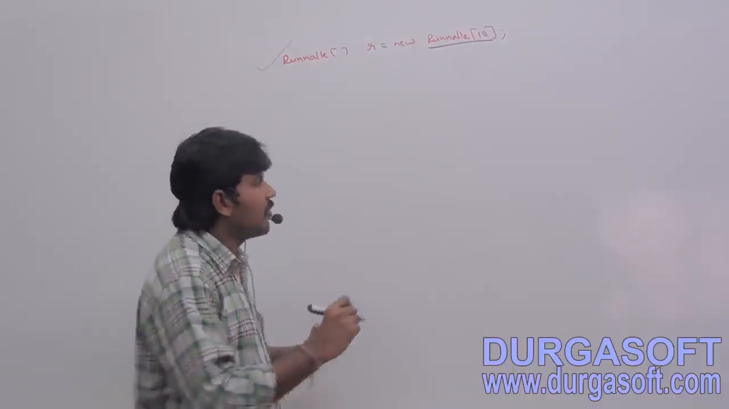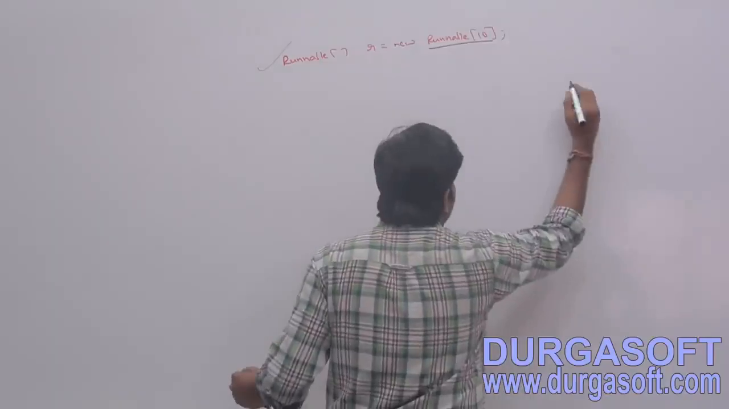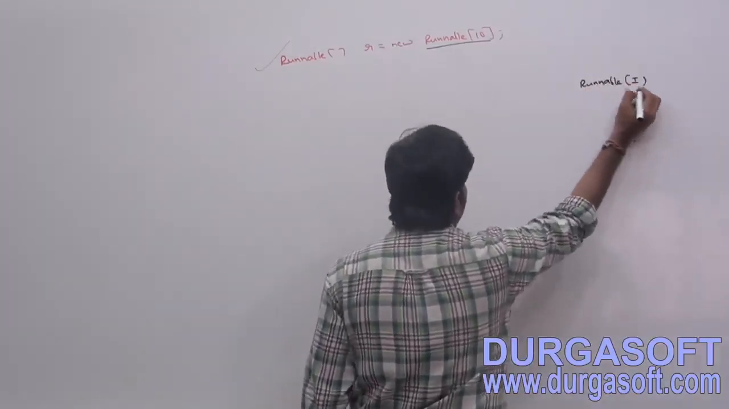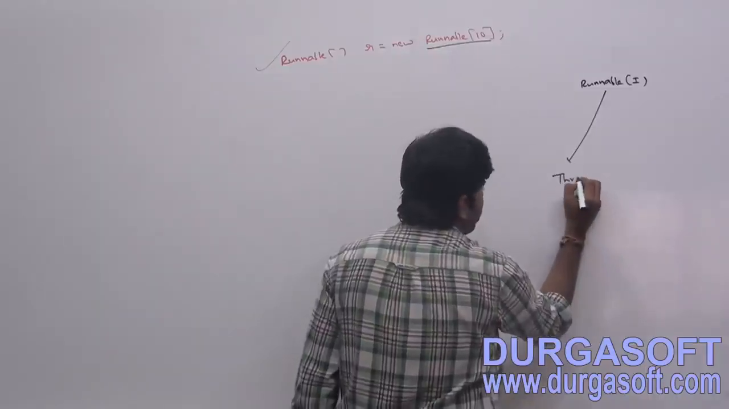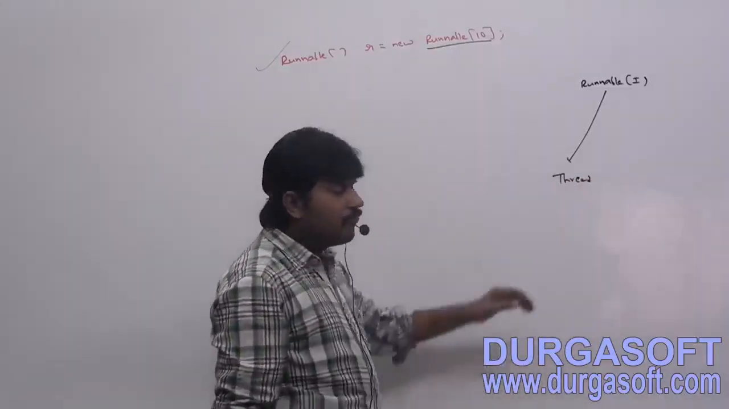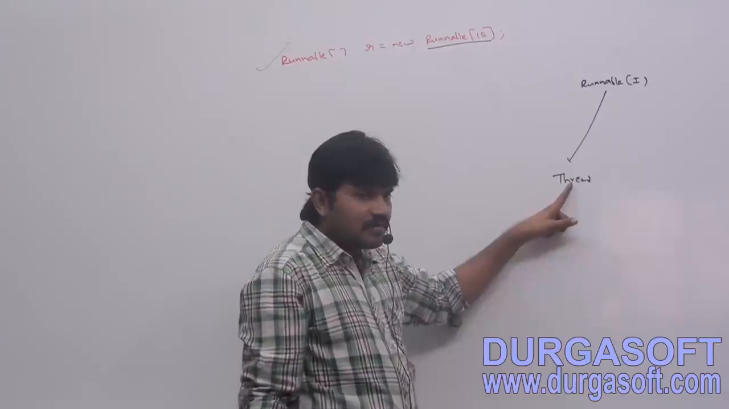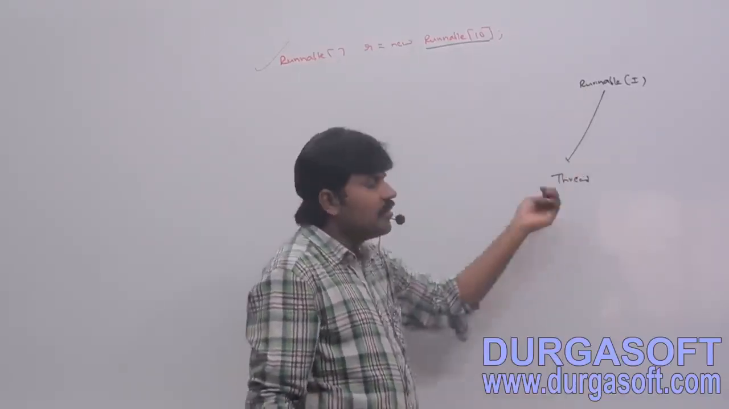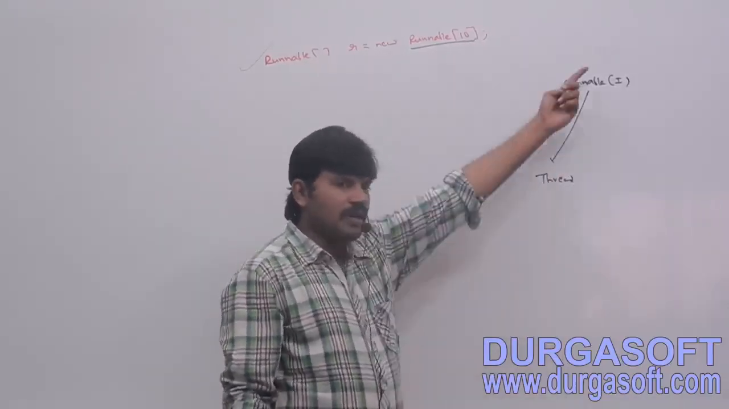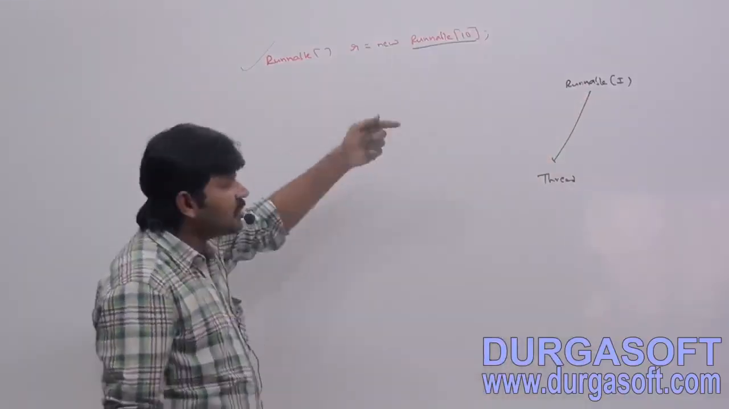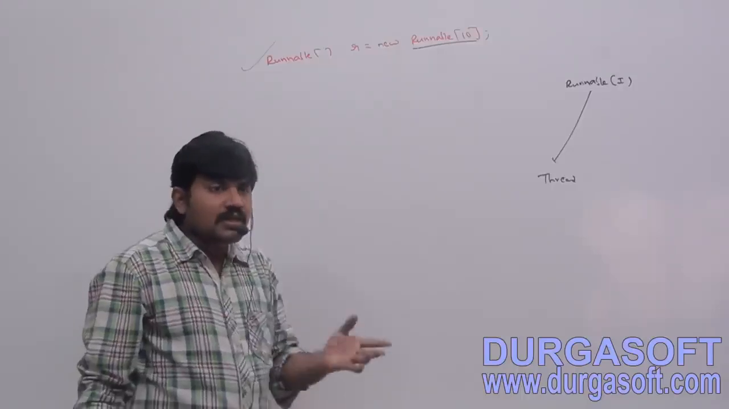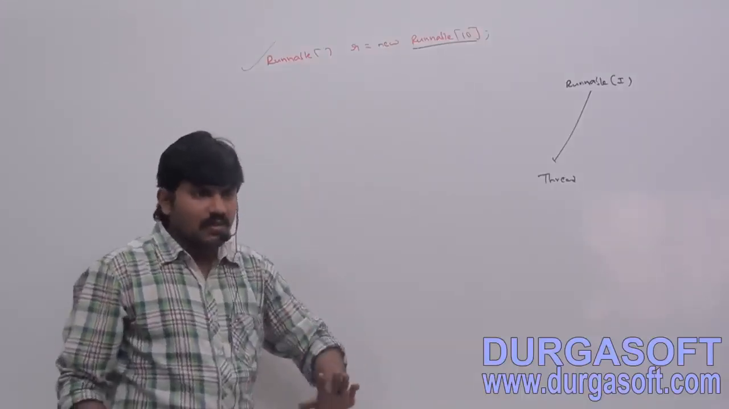For Runnable, can you tell what the implementation class is? Thread is the implementation class. Every implementation class object is by default of the interface type. A Thread object is always of what type? Runnable type. That's why, for interface type arrays, which type of elements are allowed? Its implementation class objects are allowed.